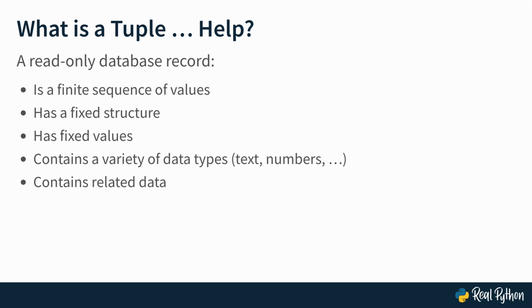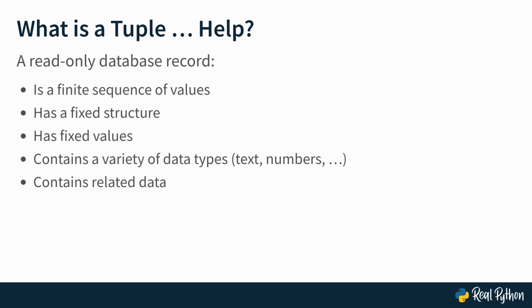And it contains a variety of data types. In the one you saw before, you saw some text and you saw some numbers. And it also usually contains related data. So each row, the data that is in the different fields is related to each other. And if you keep that in mind, that a tuple is kind of like a read-only database record, you have a good chance of using them in the way that they're intended in Python.